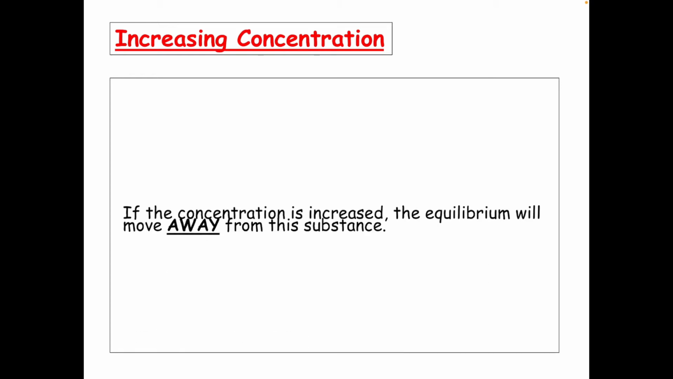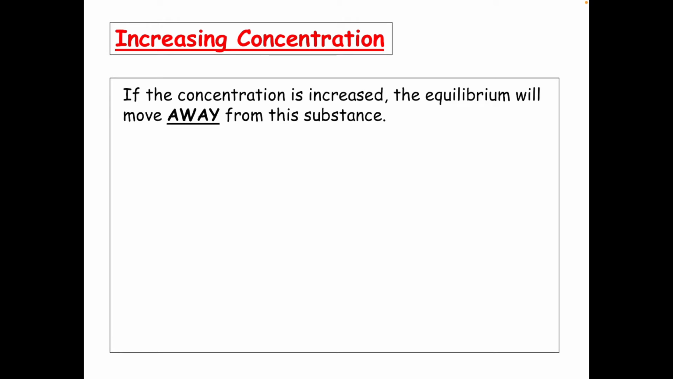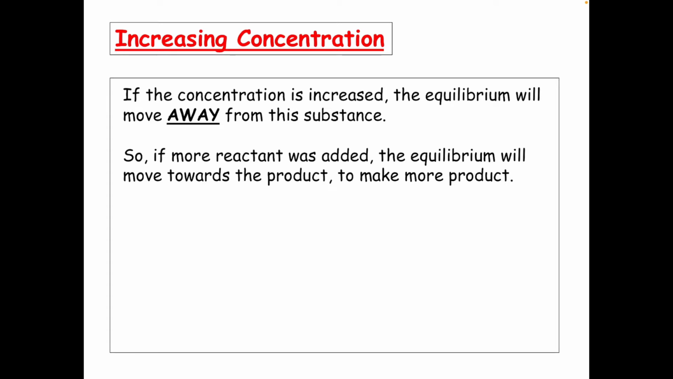So firstly, let's look and see what happens when you increase the concentration. When you increase the concentration, what you find is the equilibrium mixture will move away from this substance. It will start to produce more of the other things than the thing that you have increased. So if we think of a chemical reaction where you've got reactants and products, we could even write a wee equation.